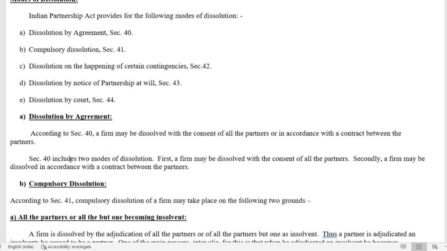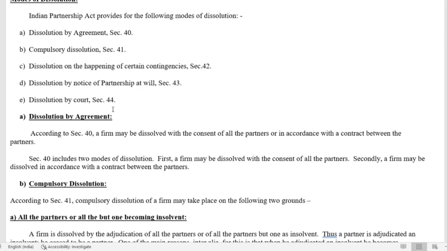Here, according to section 40, a firm may be dissolved with the consent of all the partners or in accordance with the contract between the partners. That means by contract and agreement, they can decide to dissolve the partnership. So section 40 includes two modes of dissolution. First, a firm may be dissolved with the consent of all the partners. That means if all the partners decide to end their business, they don't want to continue the business, then there is no question of running the partnership firm.